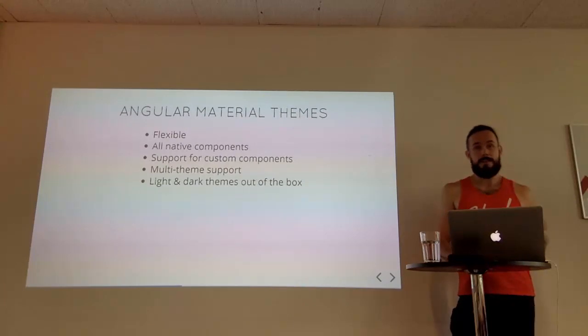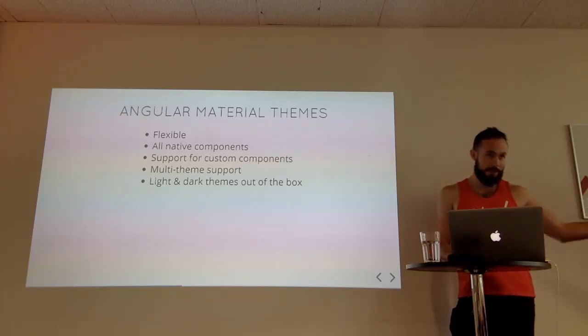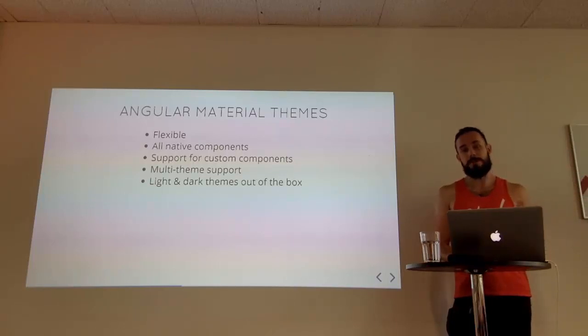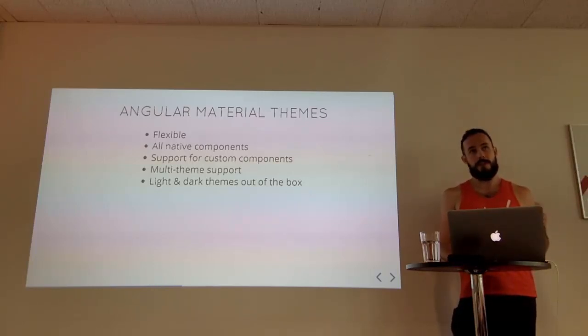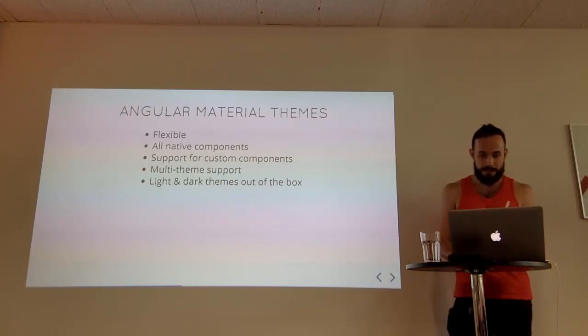Angular Material theming support is very flexible. All the native components will get the theme you provide, and there is great support also for theming your own custom components, which are unique to you, in the same way as you would theme those native components in the Angular Material library itself. It has great support for having multiple themes in your project, and it also supports light and dark themes out of the box with some predefined helpers in the SCSS or the Sass.